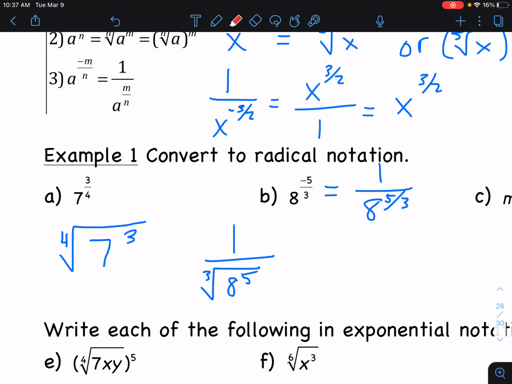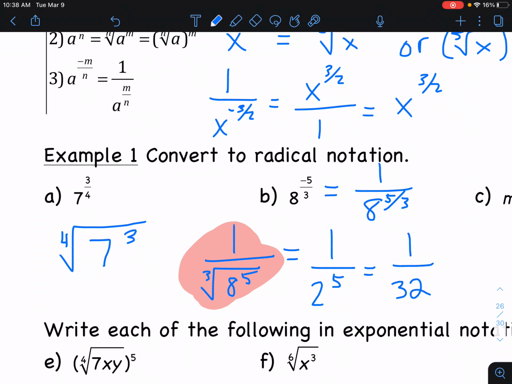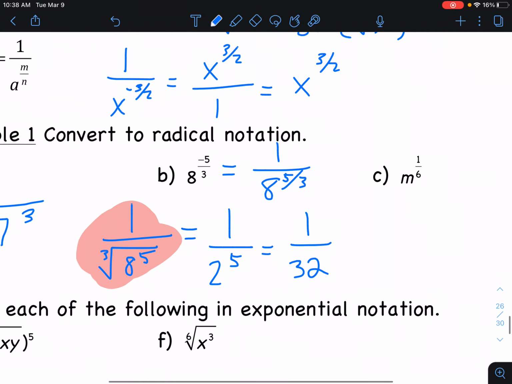Now, my goal is to convert to radical notation, which I did. If it were to say simplify, I'm going to show you how to do that. You can actually simplify this because if you take a look, what is the cube root of 8? It's 2. Carry over the 5, and then it's 1 over 32, because 2 to the 5th power is 32. 2 times 2 times 2 times 2 times 2.